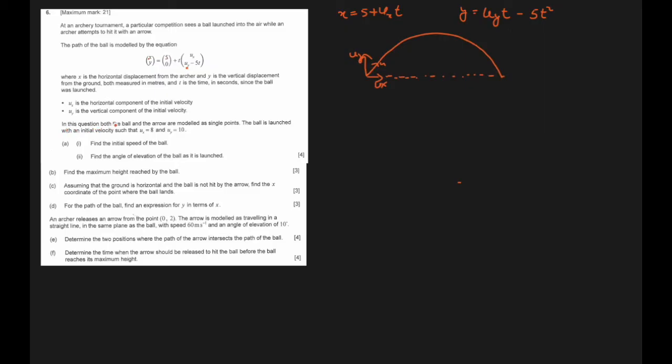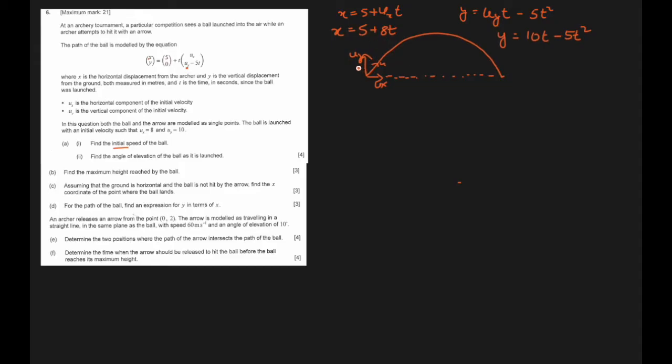In this question, both the ball and arrow are modeled as single points. Okay, so let's talk about the center of the ball and tip of the arrow. Okay, the ball is launched with an initial velocity of ux is 8, so ux is fixed 8. That means the x component here becomes 5 plus 8t, and y component becomes how much? 10t minus 5t squared. All right. Find the initial speed of the ball.